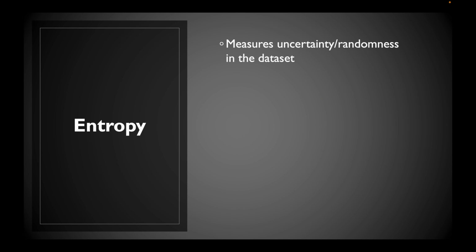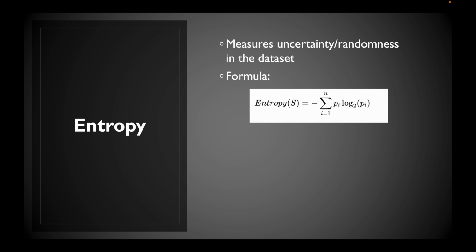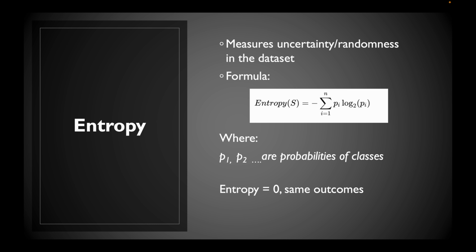Entropy. It measures uncertainty and randomness in the data. The higher the entropy, more the information content. And the formula to calculate entropy is like this. Here P1 and P2 are the probabilities of classes. When a dataset has all the same outcomes or belong to one class, then the entropy is 0, which means pure. That is, there is no uncertainty left in predicting the outcome.